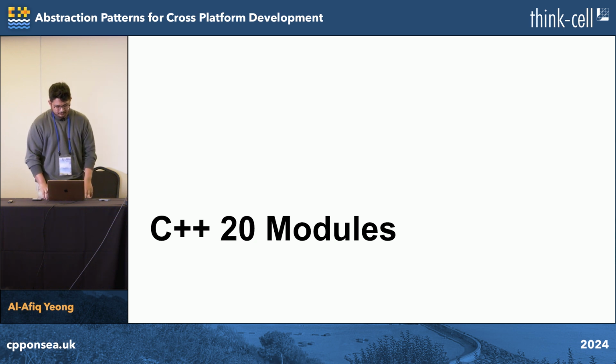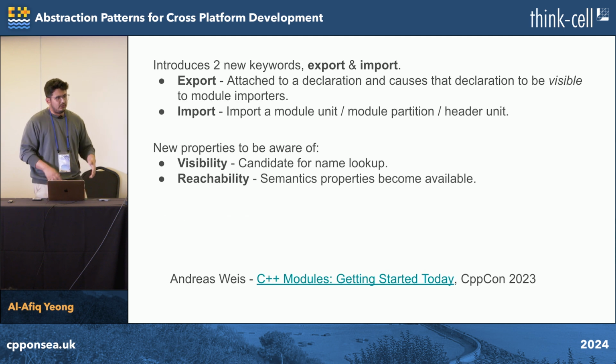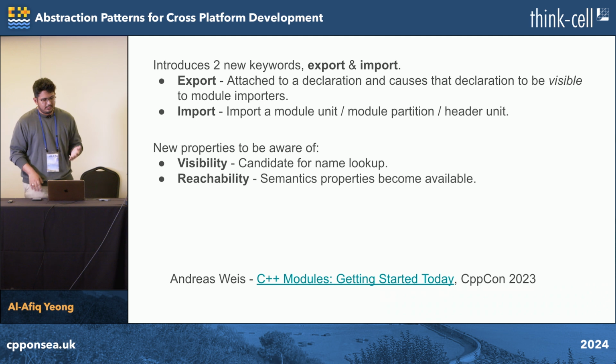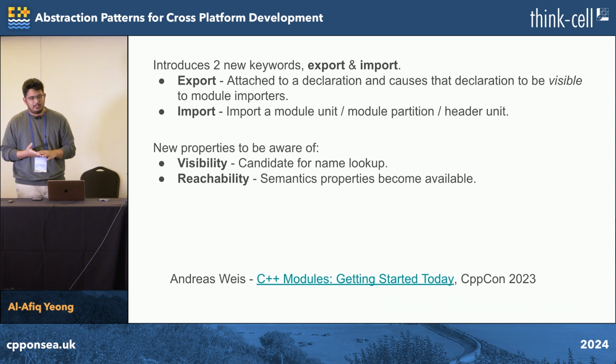With modules, you have two new keywords. Well, not actually two. One is refurbished, the other one is new. Export, you basically attach it to a declaration and cause that declaration to become visible to module importers. And then import, you use it to import a module unit. And then there are two new properties that you need to be aware of: visibility and also reachability, right? When the declaration becomes visible, it's basically a candidate for a name lookup.